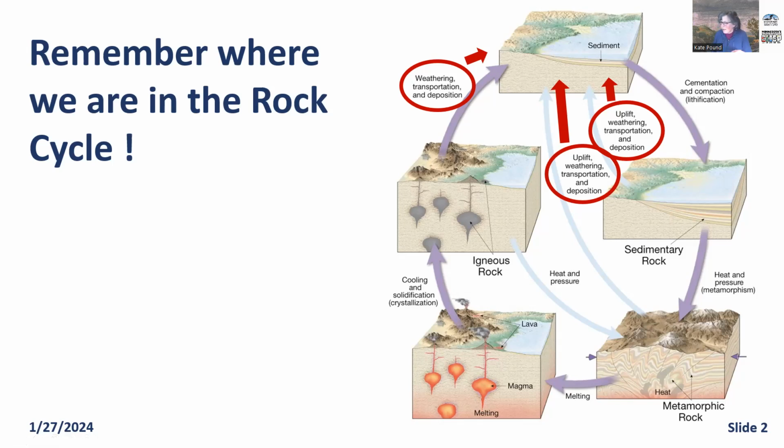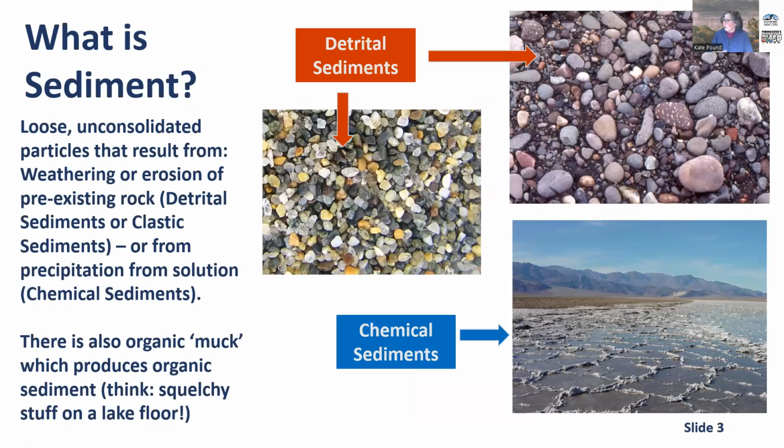And there's a few other things that are somewhat complex. But first of all, let's just be clear about exactly what sediment is. So focus over on the left. Sediment is loose, unconsolidated particles. And they result from weathering, and it should say, and erosion of pre-existing rock, in which case the sediment is called detrital sediment or clastic sediment.